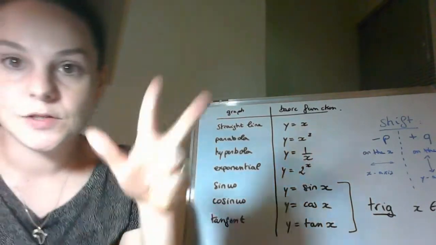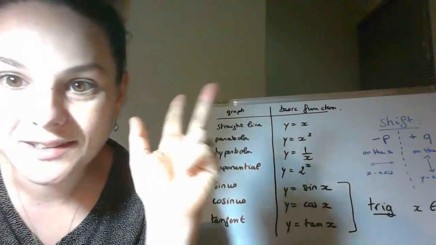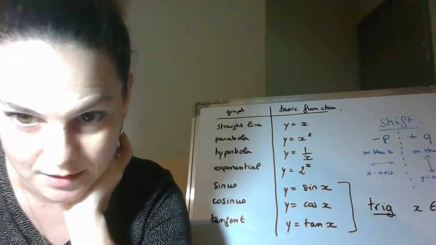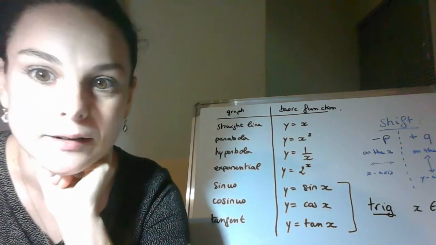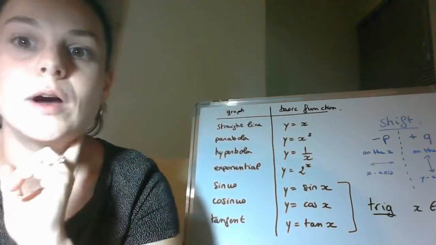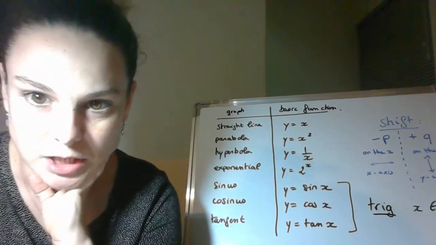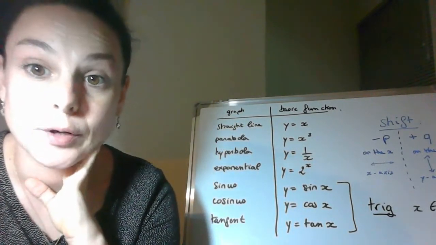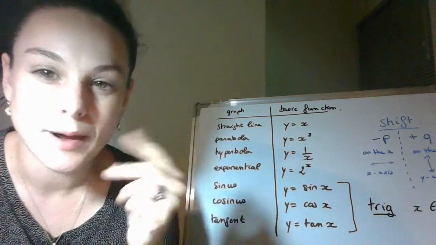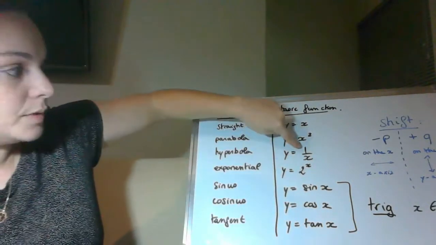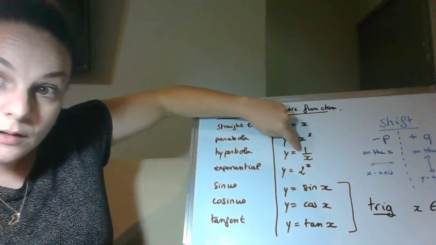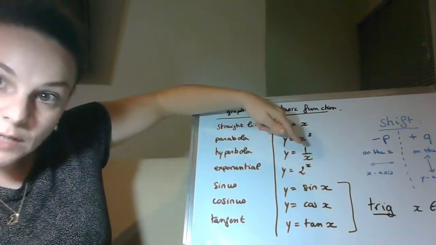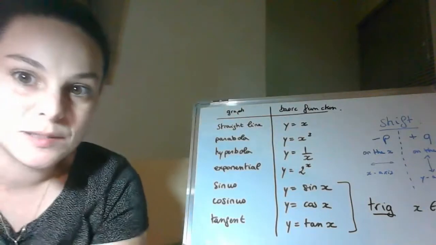Alright, third one. If you have a division by x, you get a hyperbola. So which one would be the simplest function corresponding to a hyperbola? So it's a division by x. So the simplest one would be y equals 1 over x. That's a division by x, and that's the simplest you can get.